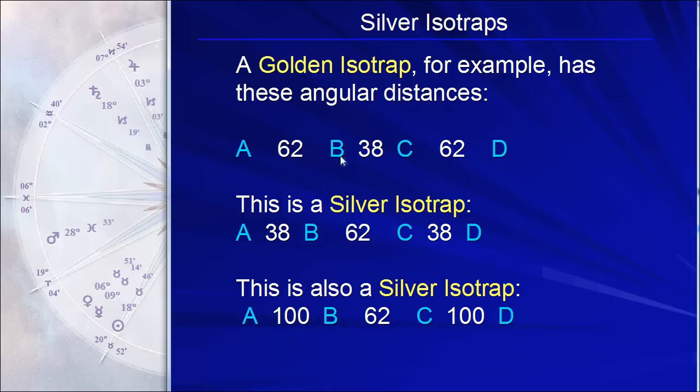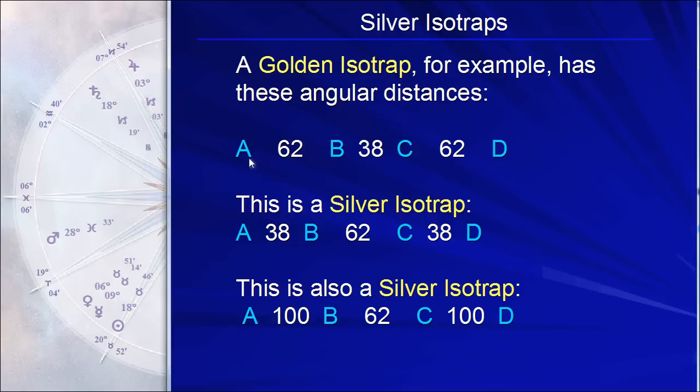If you take the 3 angles, if we have planets A, B, C, and D, so A, B, C, and D are planets. Say A is the Sun, B is the Moon, C is Jupiter, D is Saturn, any 4 planets. In order to be a golden isotrap, the wide part of it must be on the sides, with the short part in the middle.